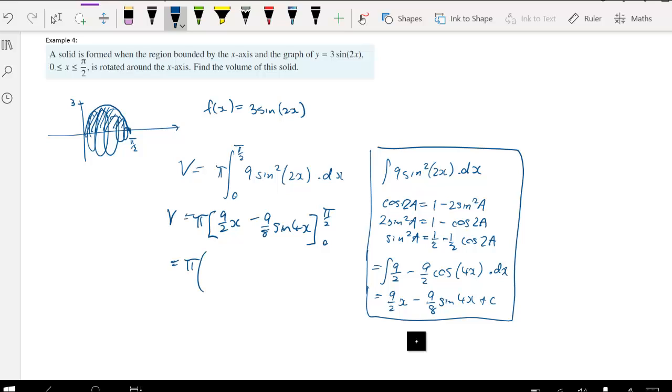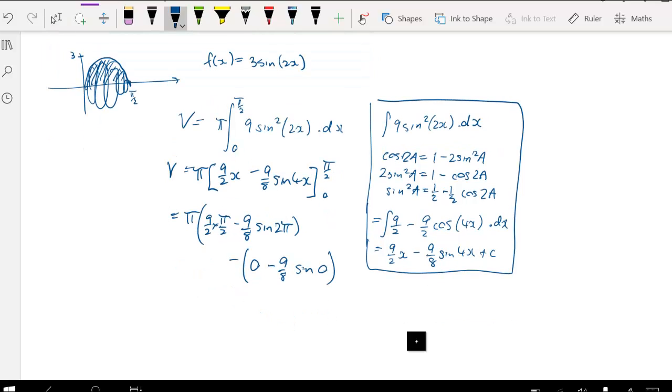And so we have pi multiplied by 9 on 2 times pi on 2, subtract 9 on 8 sine, now 4 times pi on 2 is 2 pi, and subtract 0, take 9 on 8 sine 0. Now sine 2 pi is the same as sine 0, and sine 0 is equal to 0. So we've got pi, we have 9 pi on 4, and then subtract 0, and we end up with 9 pi squared on 4 units cubed as our volume.